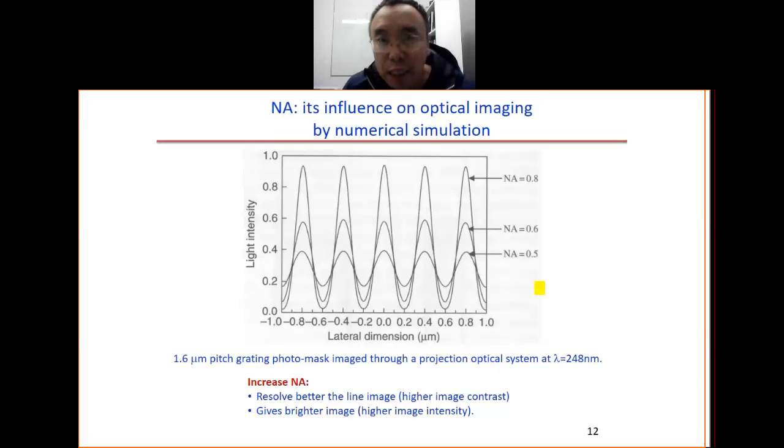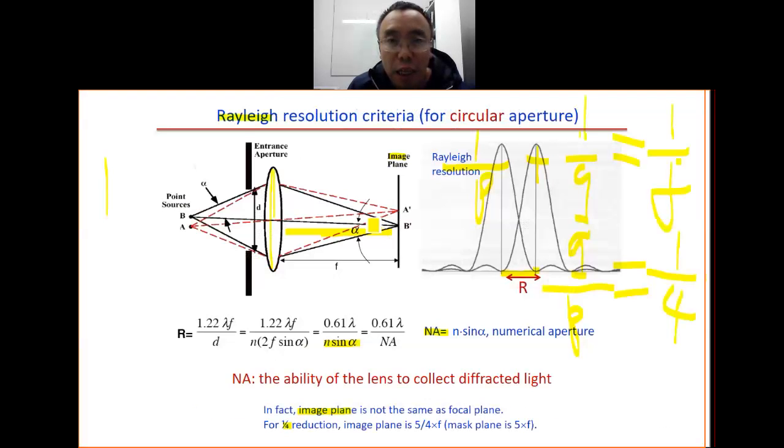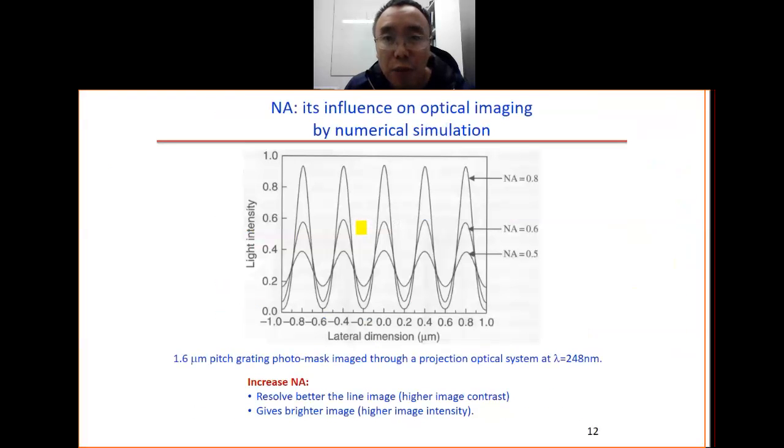Now let's look at the effect of the numerical aperture. As we have talked about, the numerical aperture is given by n sin alpha. So the bigger numerical aperture means bigger alpha angle, bigger lens, so more light will be collected.